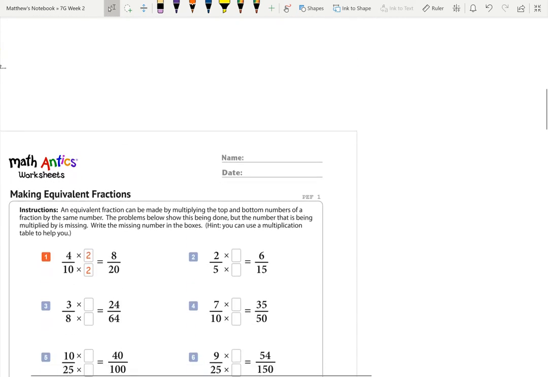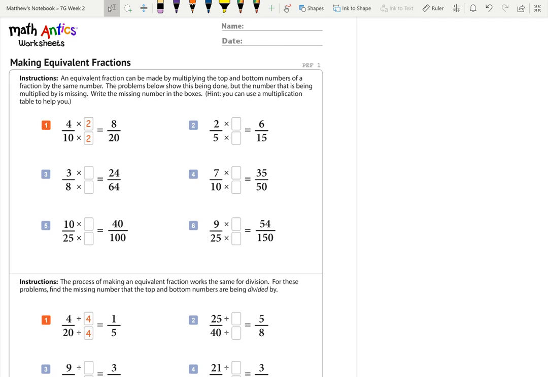All right, so now that we've figured out how to do all that, we can use this to complete the following worksheets. Here I need to multiply 4 and 10 each by 2 to get to 8 over 20. So what do we have to multiply 2 by here to get to 6? Well, 6 divided by 2 equals 3. So 3 would go in that missing spot there. And then we have 5 times that same number, and we get 15.